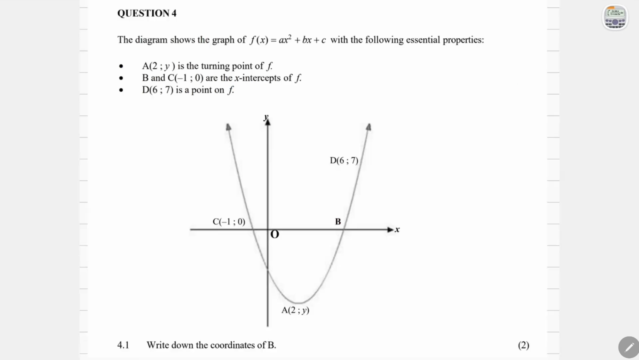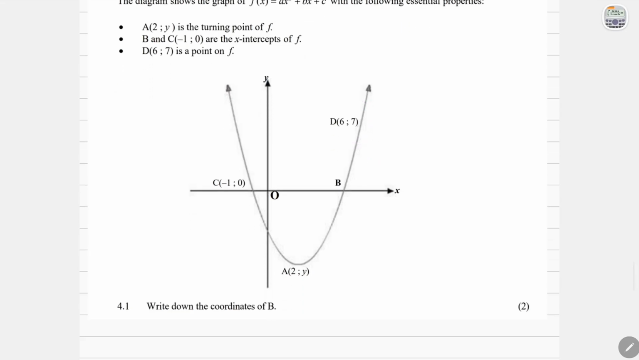Question 4 says, the diagram shows the graph of f of x is equal to ax squared plus bx plus c, which we can see is a concave up parabola with the following essential properties. A is the turning point, and it's 2 and y. Then we have B and C, and these are x-intercepts of f. And then we have another point on this graph, which is 6 and 7, so point D.